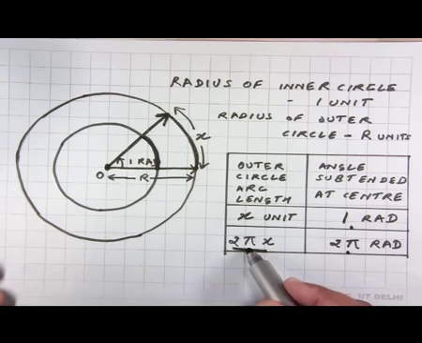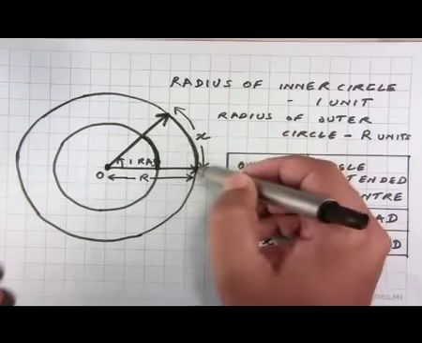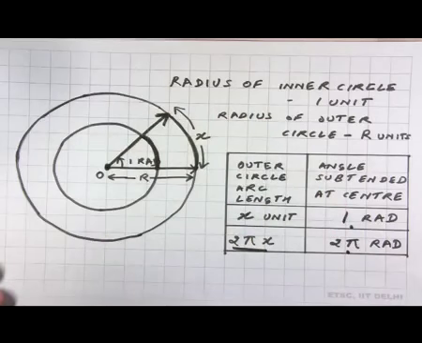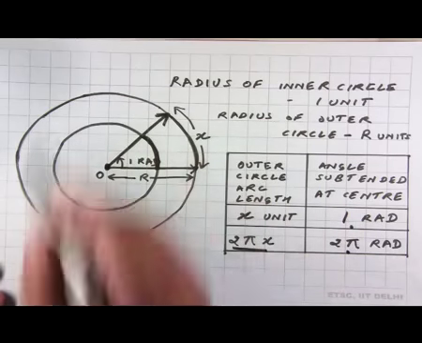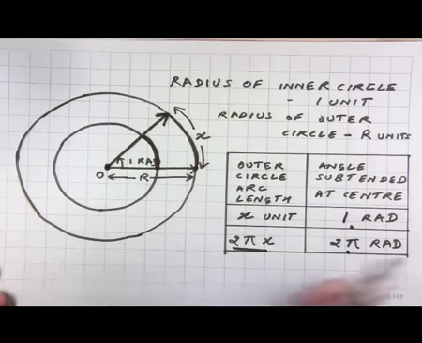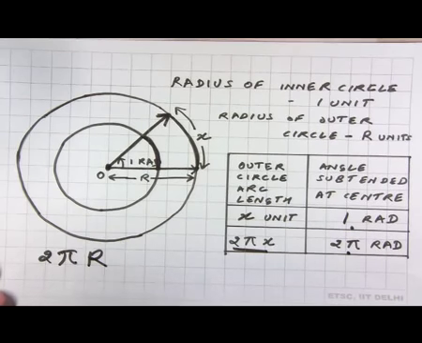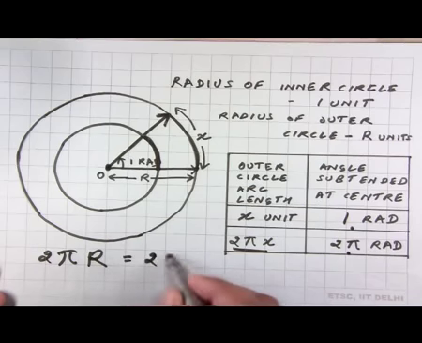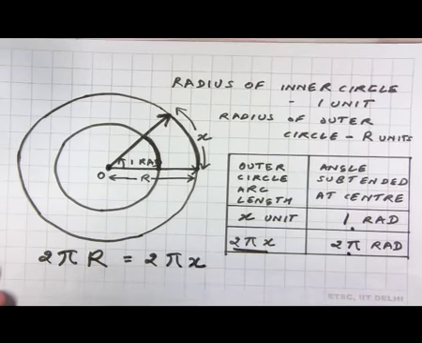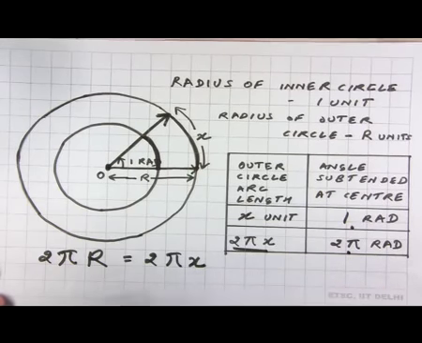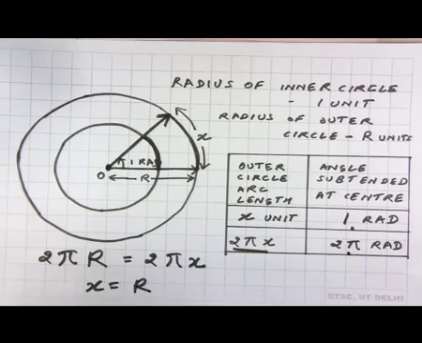But then we know that the arc length for one complete revolution is nothing but the circumference of the outer circle, which is 2 times pi times r, and that should be equal to 2 times pi times x, because that is what we got from this table, and therefore, this x should be nothing but equal to r units.